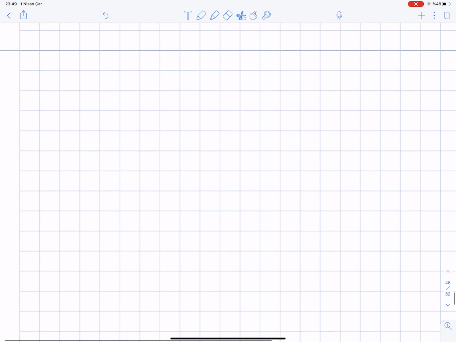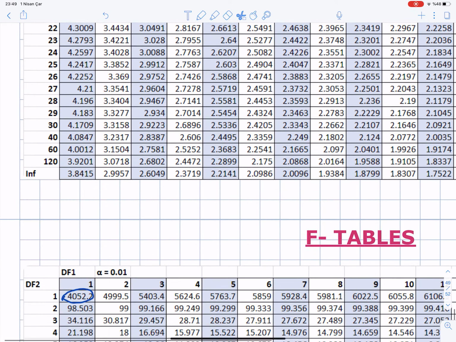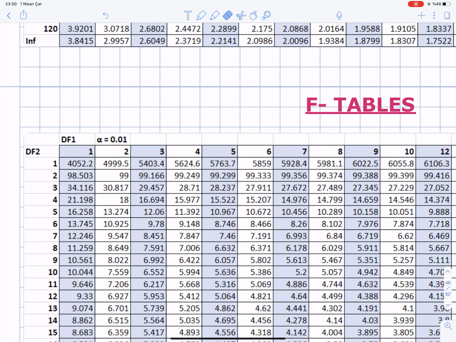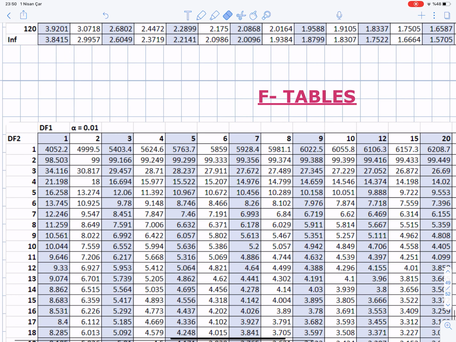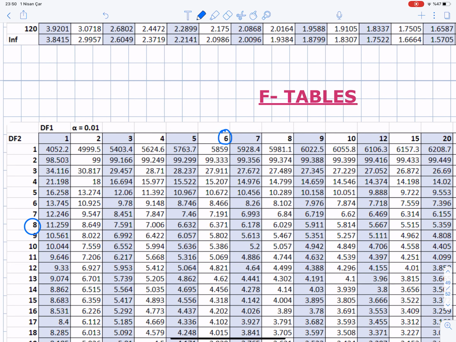And if I go to my table values for 0.10, 0.01, this is 0.05. According to the book, this is the table used in the book. So you should go to the degree of freedom, which is going to be 8. Okay, and you should go here to 6. So the intersection for 0.01 is 6.371.